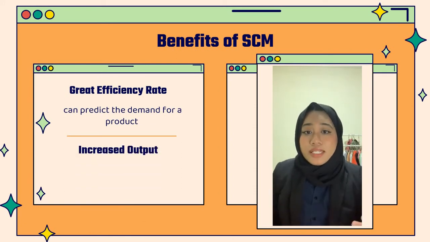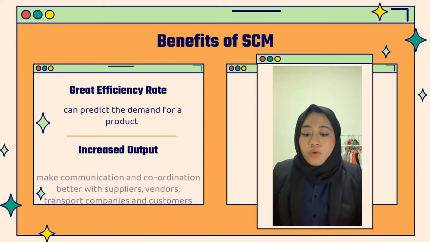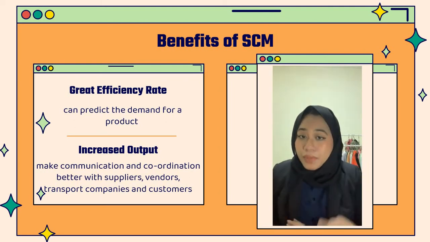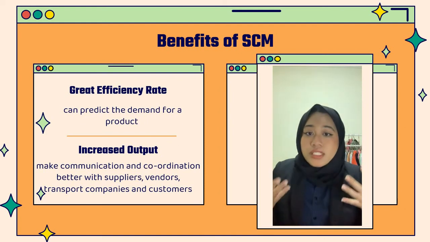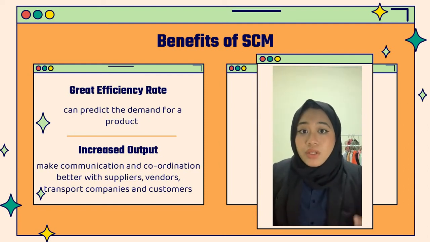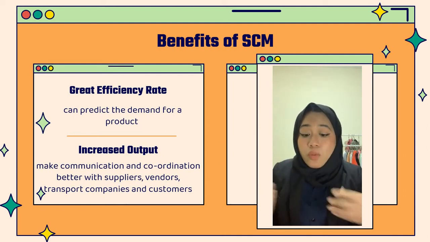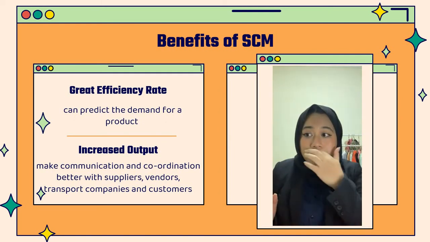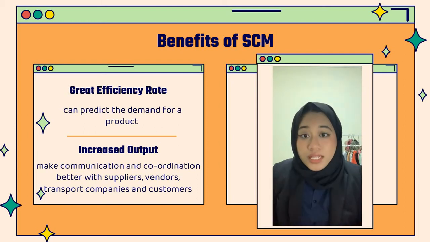Next, to increase output, they need to make communication and coordination with suppliers, vendors, logistic and consumer better. Based on what I said before, in the circle from raw material until the consumer, if the company knows and makes communication between all of the parties in the circle and can monitor it, they will increase their output.